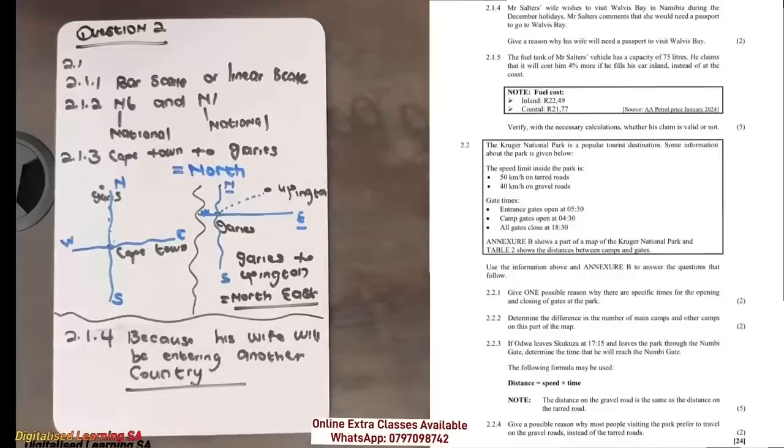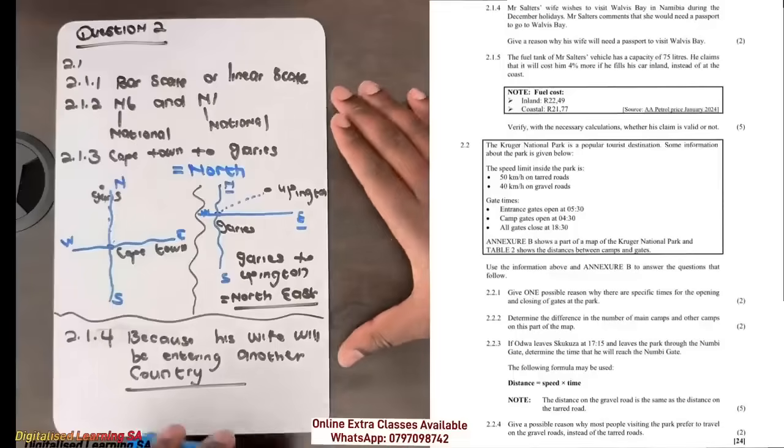Okay, so now let's move to our next set of questions. Now we'll be moving to question 2.1.5, but before we do that, let's first create space.